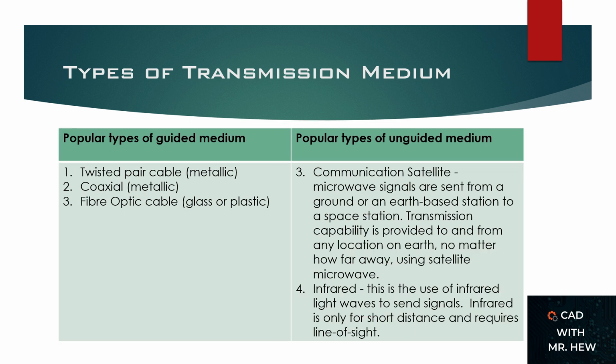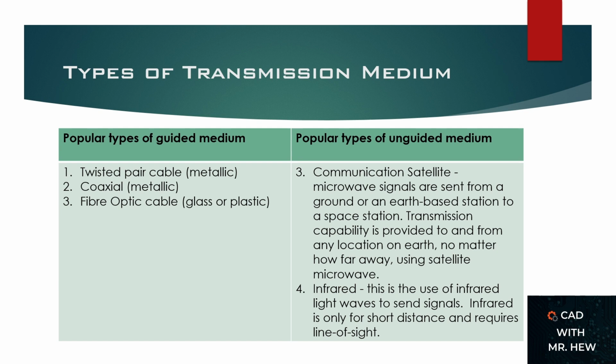We're continuing looking at the popular types of unguided medium, and the third one is communication satellite. Microwave signals are sent from a ground or earth-based station to a space station. Transmission capability is provided to and from any location on Earth, no matter how far away, using satellite microwave.